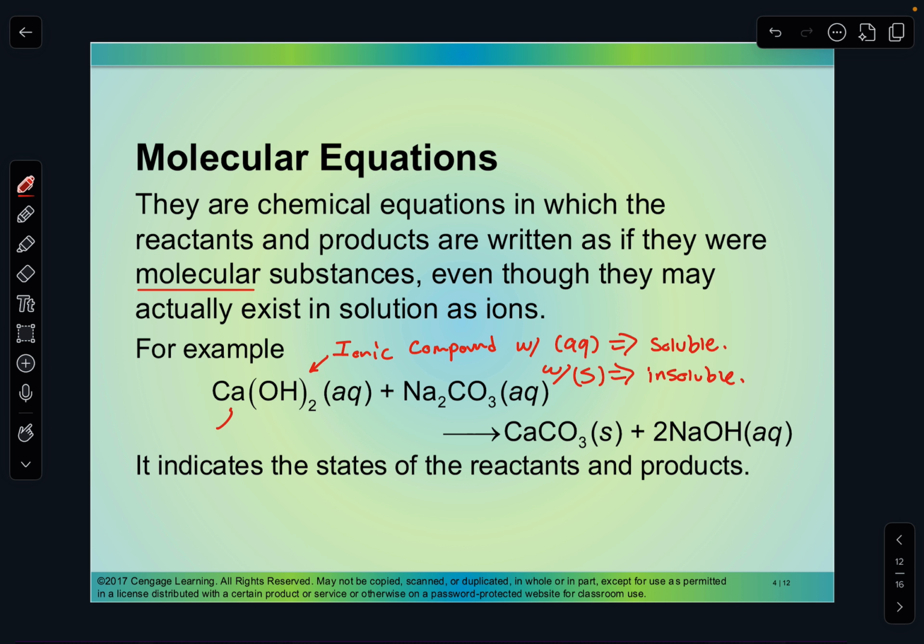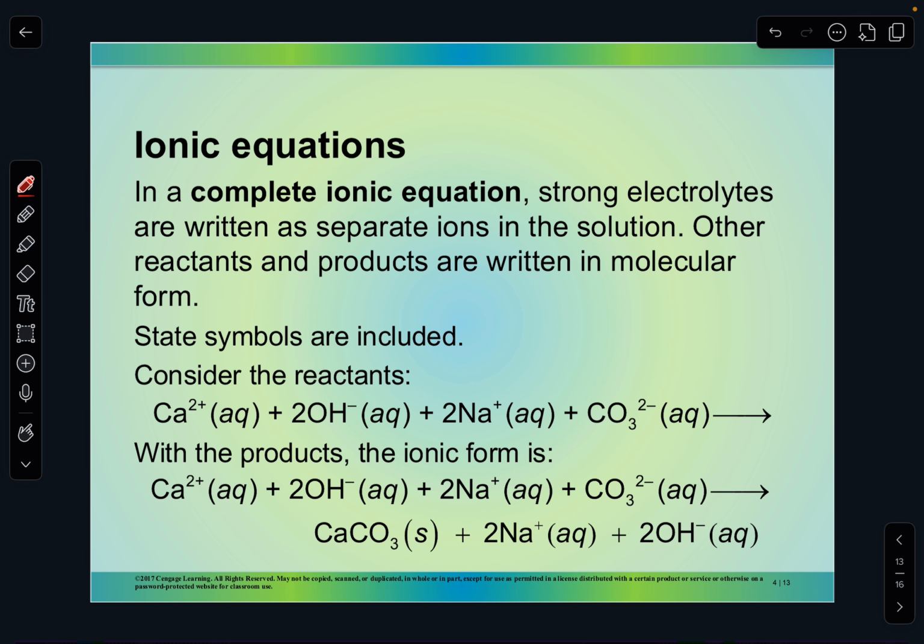For the molecular equation, we're just going to write everything as though it is all together, even though it is not necessarily. So Ca(OH)2 is going to be soluble. We know that from the AQ. Na2CO3, soluble. NaOH, soluble, and CaCO3 is going to be insoluble. So that's calcium carbonate. That is, I believe, chalk. I don't remember off the top of my head. It indicates the states of the reaction of the product. So that's the molecular form.